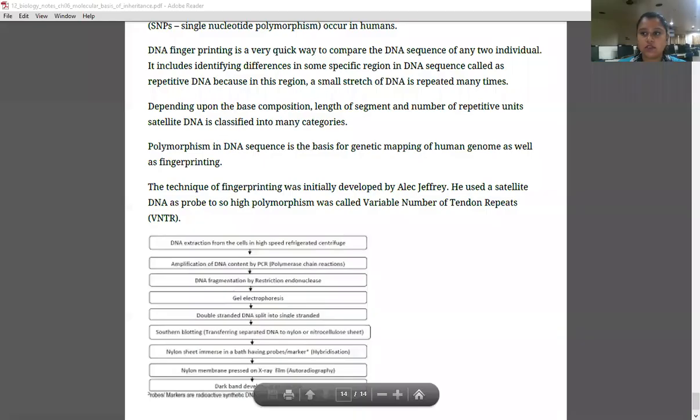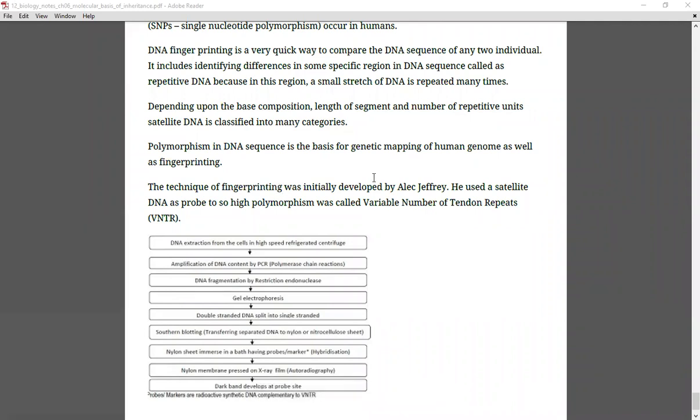So now you see, yes, so you can see here that we are going to see about DNA fingerprinting. So DNA fingerprinting is a very quick way to compare the DNA sequence of any two individuals, right?